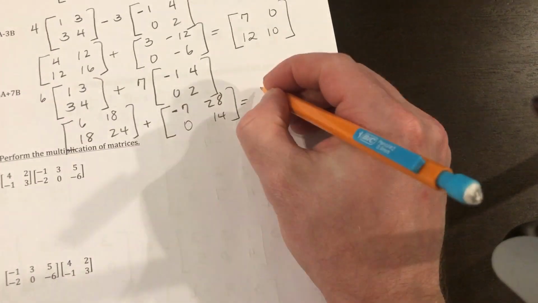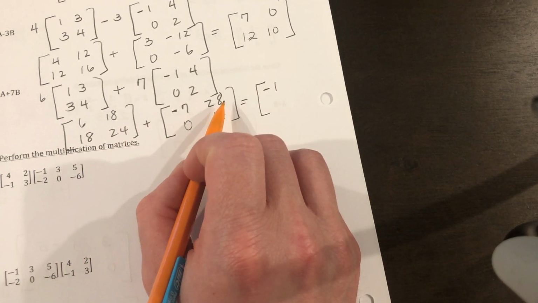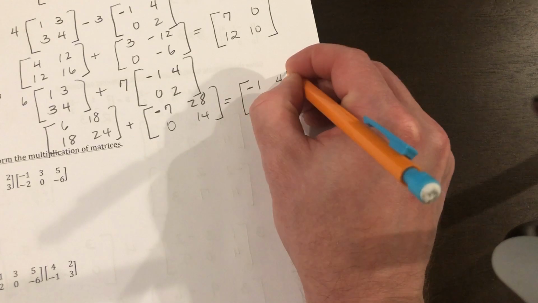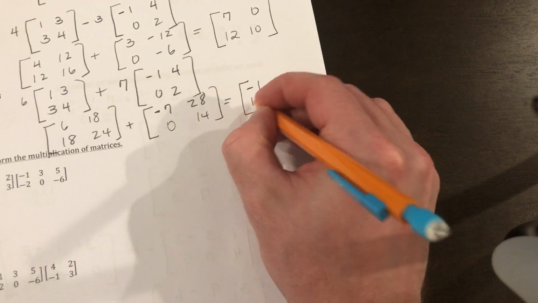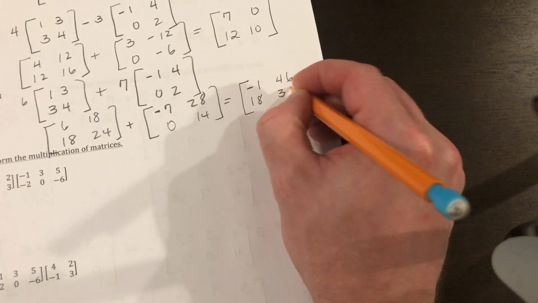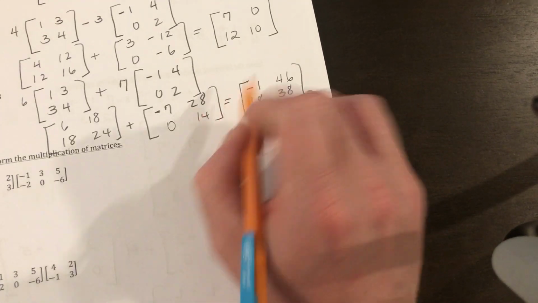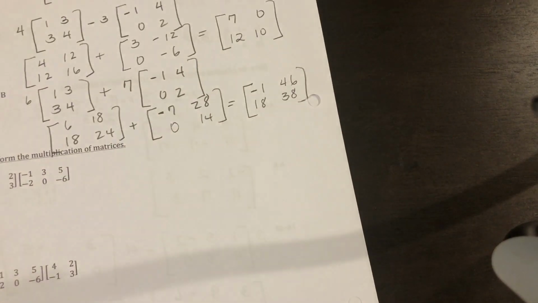6 plus negative 7 is a negative 1. 18 plus 28 is 46. 18 plus 0 is 18, and 24 plus 14 is 38. Yeah, 38. Okay. And that's all we do there.